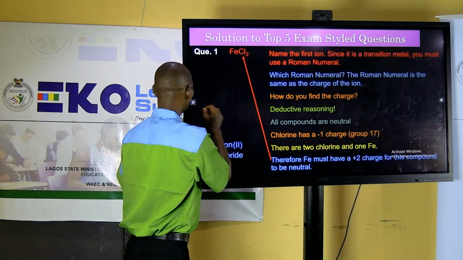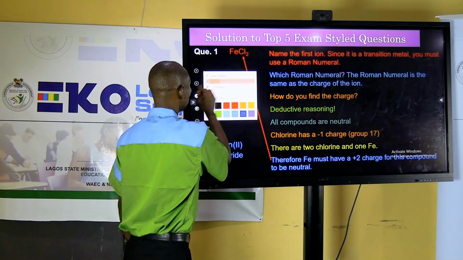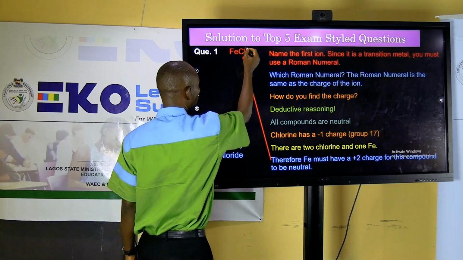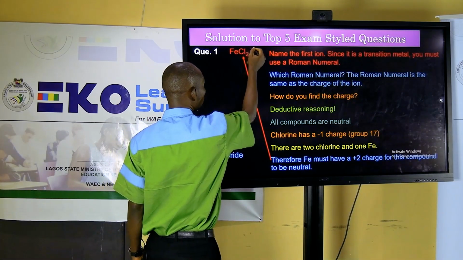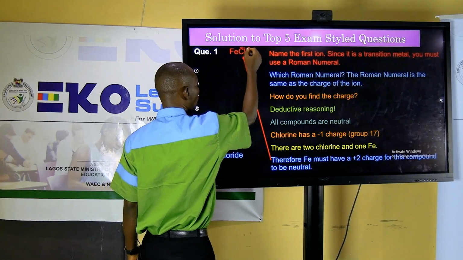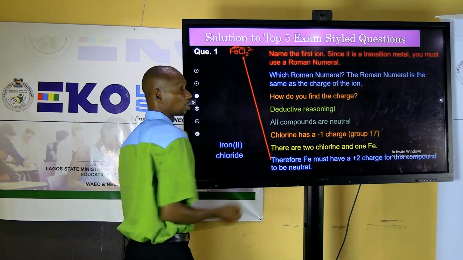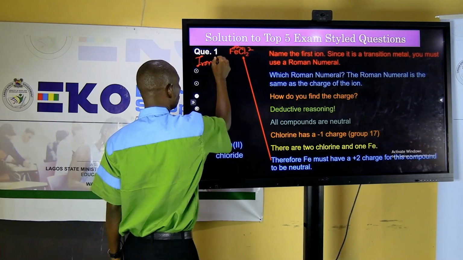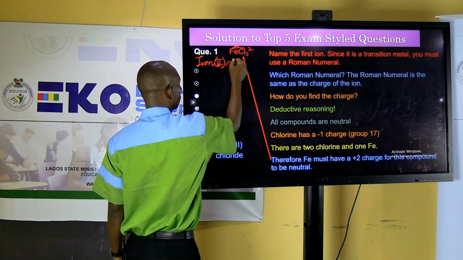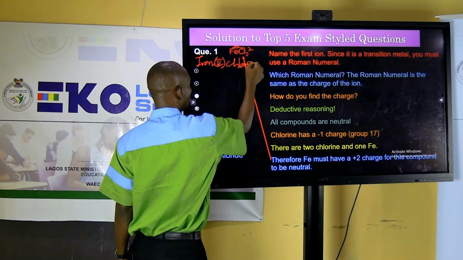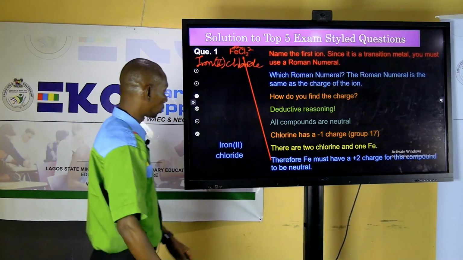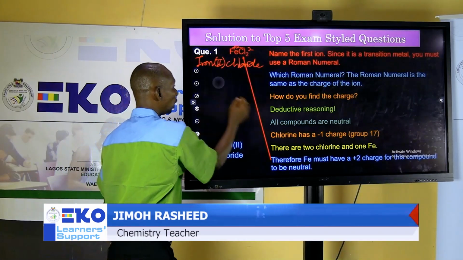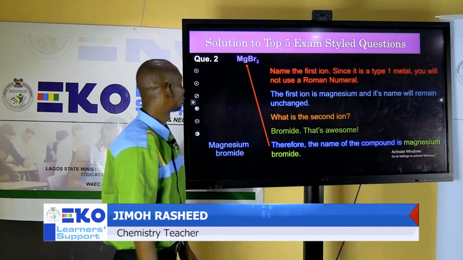And the name of this compound, as you can see from what we have been doing so far, is that chlorine here is -2 because that's -1 times 2. So that's -2. Definitely the ion has to be +2. And that compound is what? Iron 2 chloride. Did you get that right? Very good. Iron 2 chloride. Let's move very quickly to the next one.